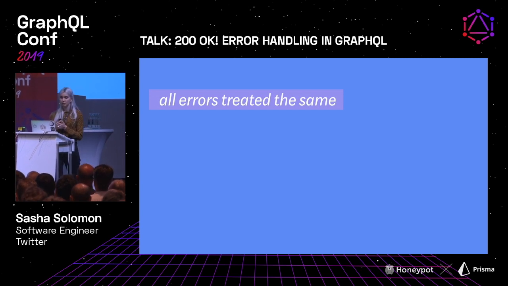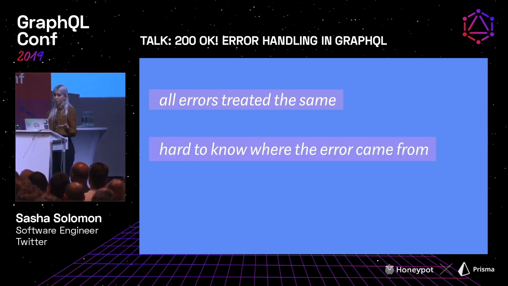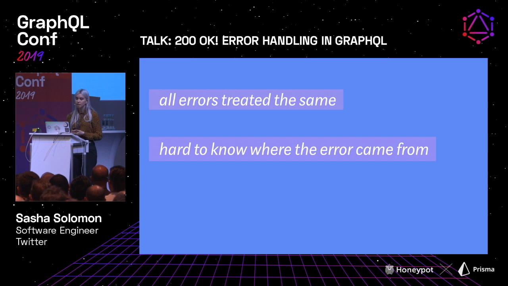First off, all errors are treated the same. All errors end up in this errors array, no matter what kind of error they are. Also, this was a simple query, but with more complex queries, it might be harder to know where this error came from. Like maybe if it's a list of users, which user was it, you have to really look at that.